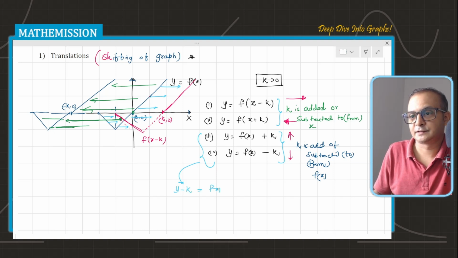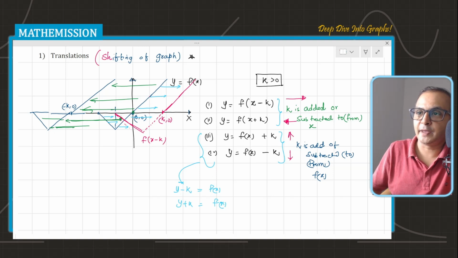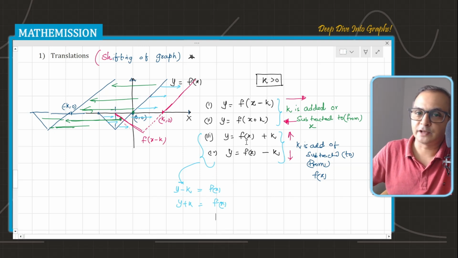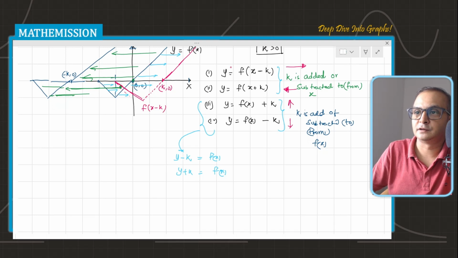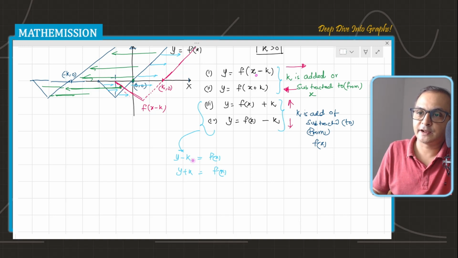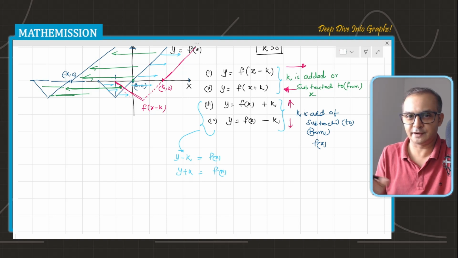equal to f(x), and this is y plus k is equal to f(x). So you can make the analogy. What is the analogy you can make from here? That in these two scenarios we have added and subtracted the k value from x, and here we are adding and subtracting the k value from y. But it's a little bit weird to think in that direction.